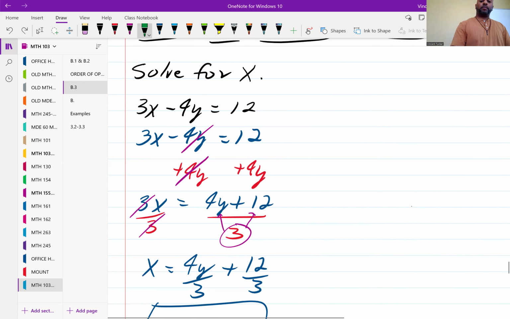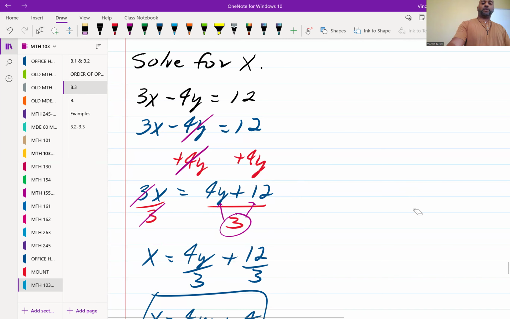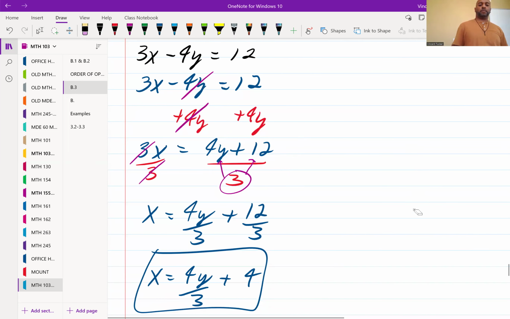But we have to be careful. This 3 has to go to each term in that numerator. So that's 4y over 3 plus 12 over 3. If this 12 can be divided by 3, then we need to go ahead and do it. 12 divided by 3 is 4. And so that'll be our most simplified expression: x equal to 4y over 3 plus 4. And that's where you stop. Once again, your goal is just to get x by itself.